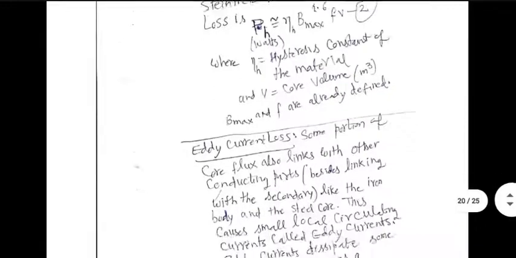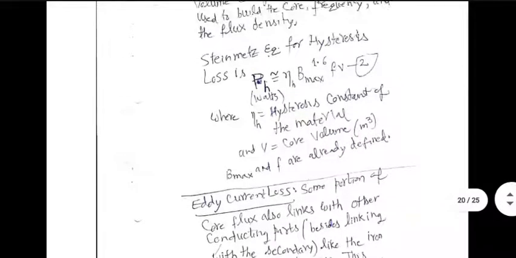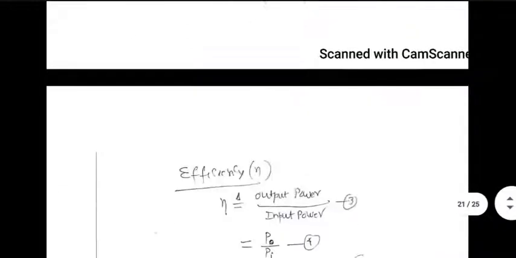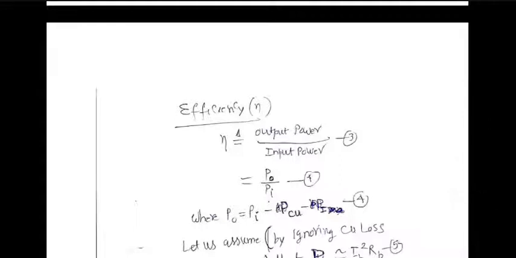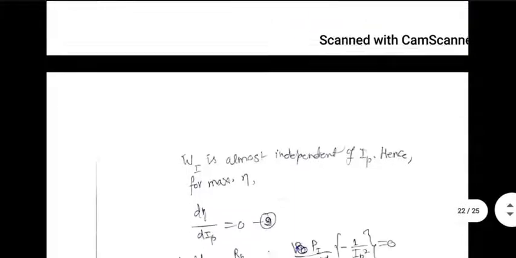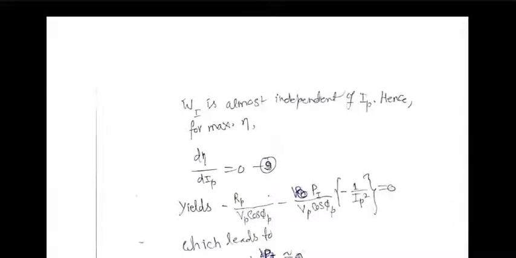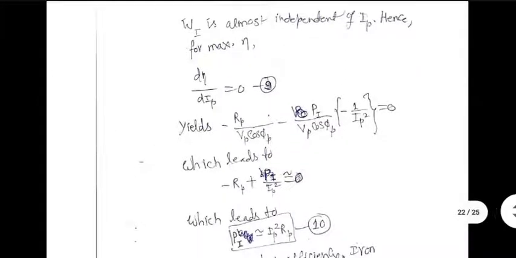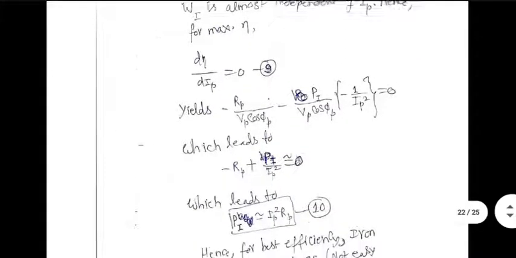Condition for maximum efficiency is rederived here. Note on eddy current and hysteresis loss is there. Equations which we know are repeated in this document. Efficiency is output power upon input power. This is all done by us already. Condition for maximum efficiency is iron loss and copper loss should be approximately equal to each other. That is proven once again. Here actually I have included power factor also. That doesn't change the result though.